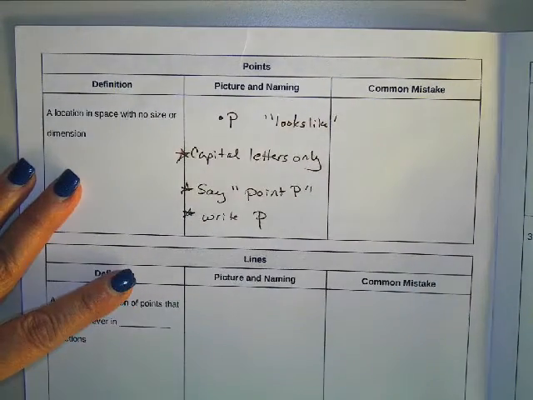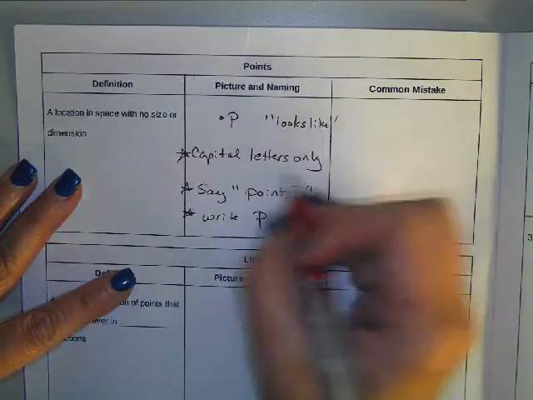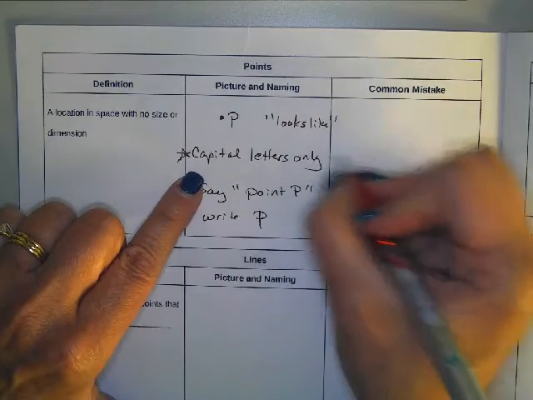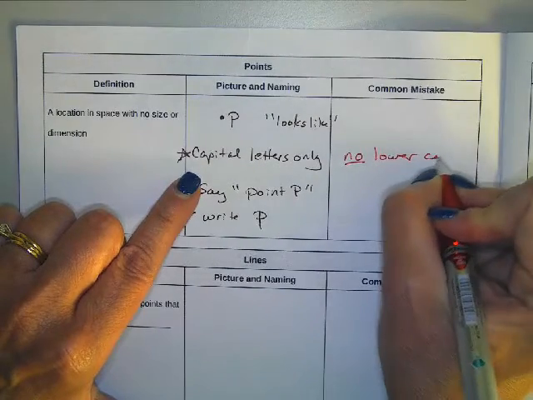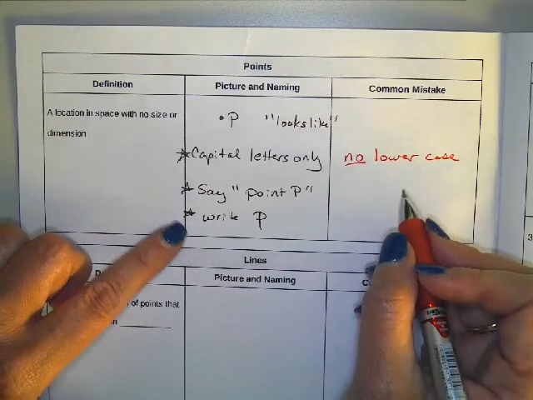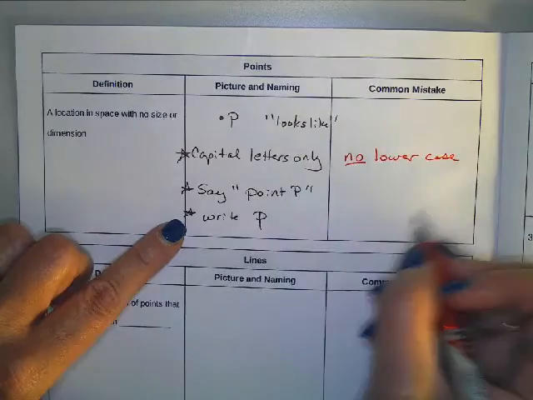So some common mistakes for points is instead of capital letters, they use lowercase. So there will be no lowercase. That's a mistake that people make. If you put in lowercase, that's a mistake.